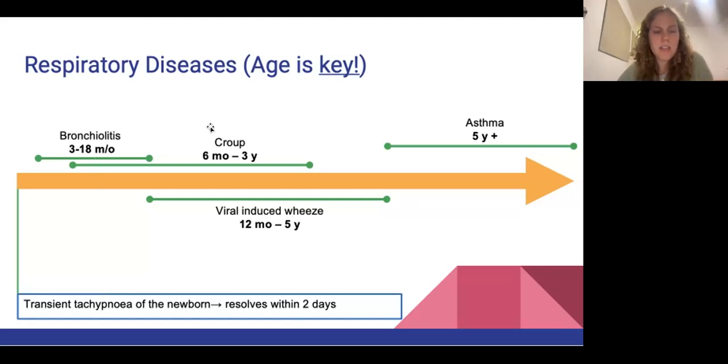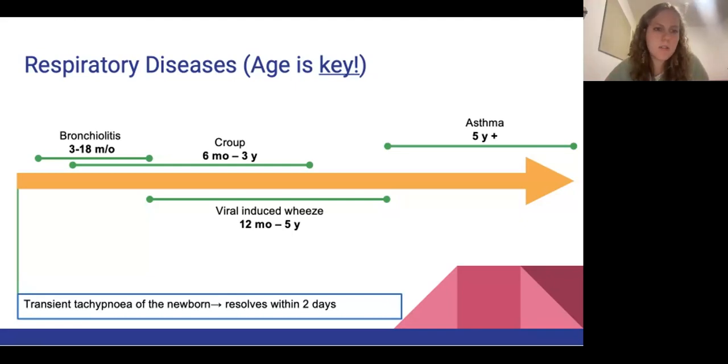Okay. So the age tells you a lot in respiratory diseases in children. Bronchiolitis is the most common lower respiratory tract infection in children. Croup is an upper respiratory tract infection and peaks around 2 years. Then viral induced wheeze before 5 years, and after 5 years, it's asthma. Viral induced wheeze is kind of symptoms of asthma before it's really asthma, and some children become asthmatic, but some children are fine after the young child period.